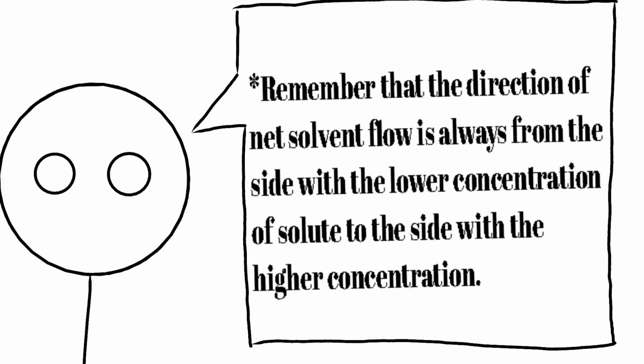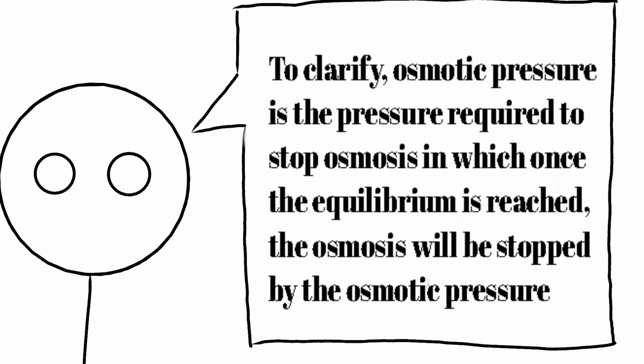Remember that the direction of net solvent flow is always from the side with the lower concentration of solute to the side with the higher concentration. To clarify, osmotic pressure is the pressure required to stop osmosis, in which, once the equilibrium is reached, the osmosis will be stopped by the osmotic pressure.